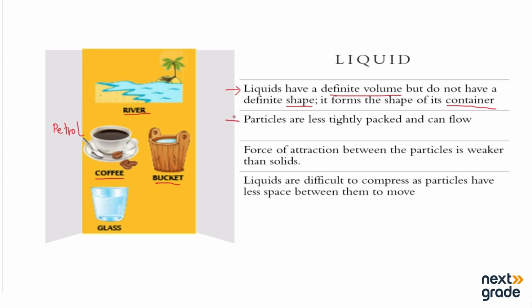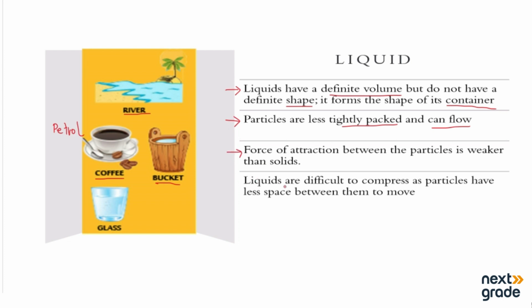Okay, so the particles are less tightly packed and they can flow. लिक्विड में क्या होता है कि वो इतने ज़्यादा आपस में पैक्ड नहीं होते पार्टिकल्स, they are a bit far from each other, और वो इजीली फ्लो कर लेते हैं. ठीक है, the force of attraction between the particles is weaker than the solid. ठीक है, इसका मतलब ये है कि पार्टिकल्स को जो चीज़, जो फोर्स एक दूसरे के साथ होल्ड करती है, that is actually weaker in liquid. लेकिन सॉलिड में ये चीज़ बहुत ज़्यादा हाई होती है.